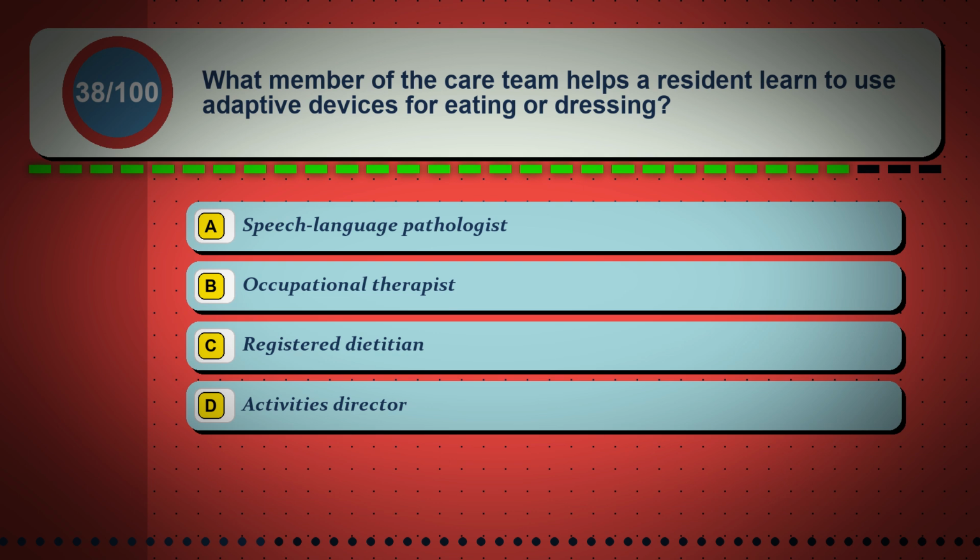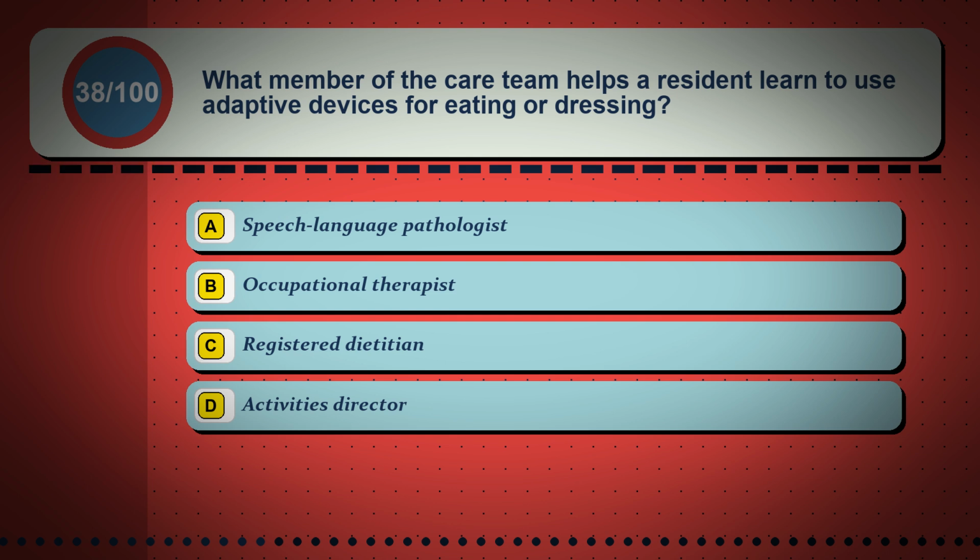Question 38. What member of the care team helps a resident learn to use adaptive devices for eating or dressing? Option A, a speech-language pathologist. Option B, occupational therapist. Option C, registered dietitian. Option D, activities director.